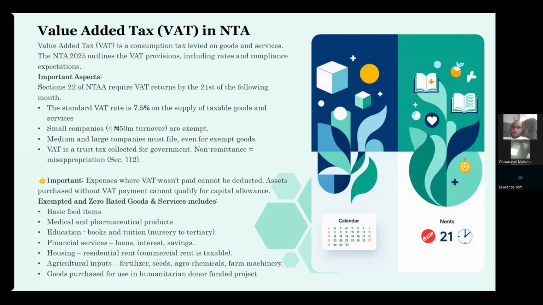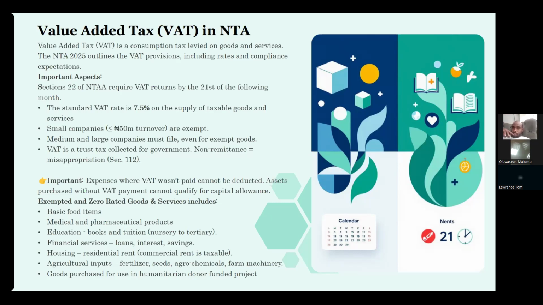Now, small companies with turnover less than 50 million are now exempted from charging VAT. So if your annual turnover is less than 50 million, you are exempted. But for medium and large companies above the 50 million turnover threshold, if you provide services that are subject to VAT, you should charge VAT and deduct, and you must remit, because non-remittance is misappropriation. It's also a crime. It's an offense.